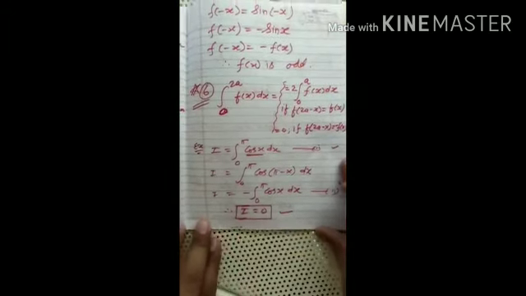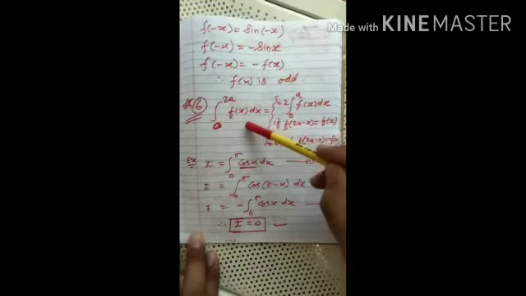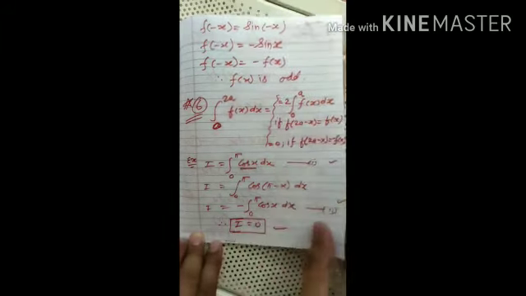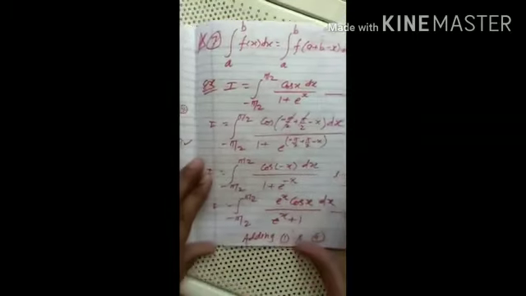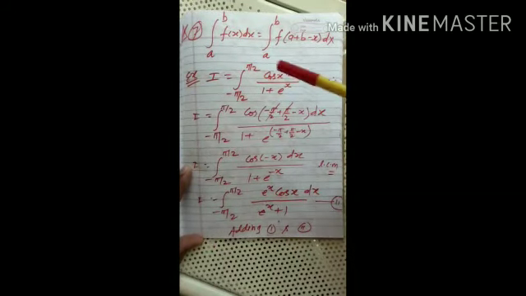After this is the sixth property: integration from 0 to 2a of f(x) dx equals twice the integration of 0 to a of f(x) dx if f(2a minus x) equals f(x), and 0 if f(2a minus x) equals minus f(x). And here is the last property, that is this. Integration from a to b of f(a plus b minus x).